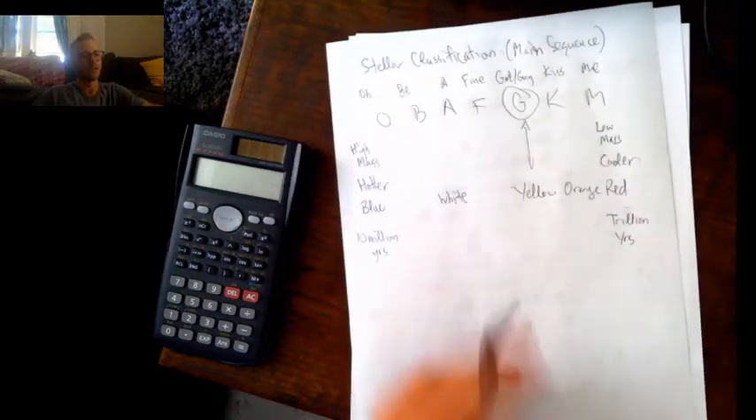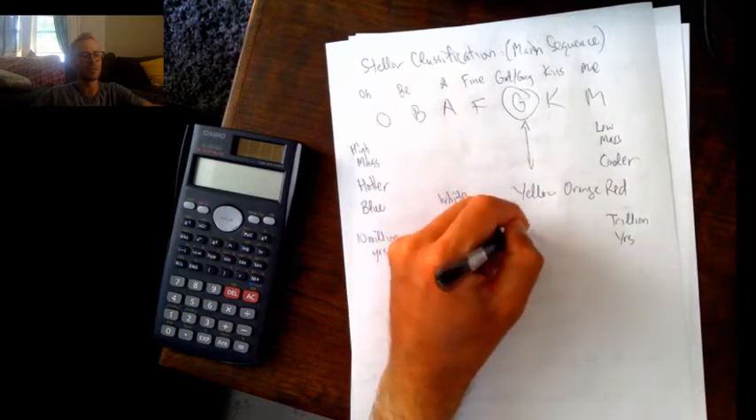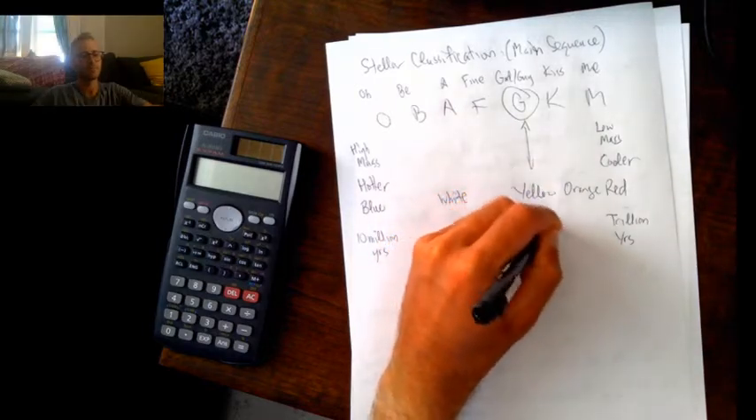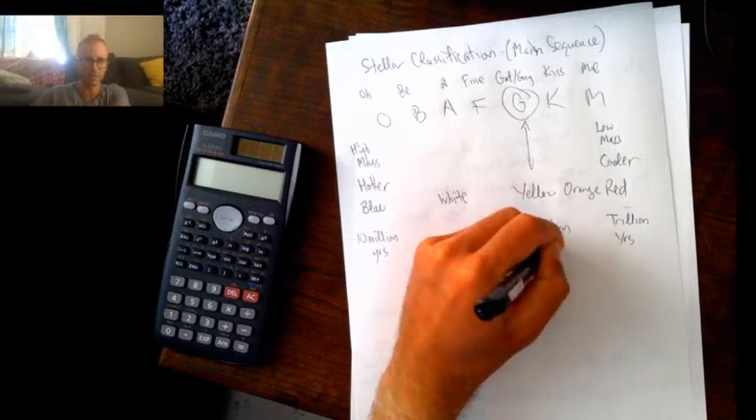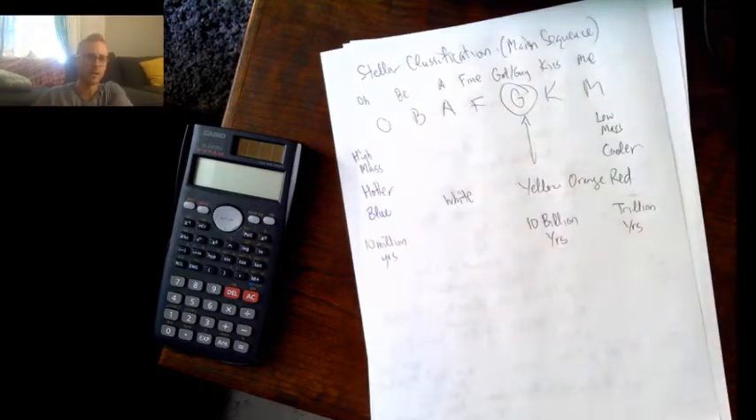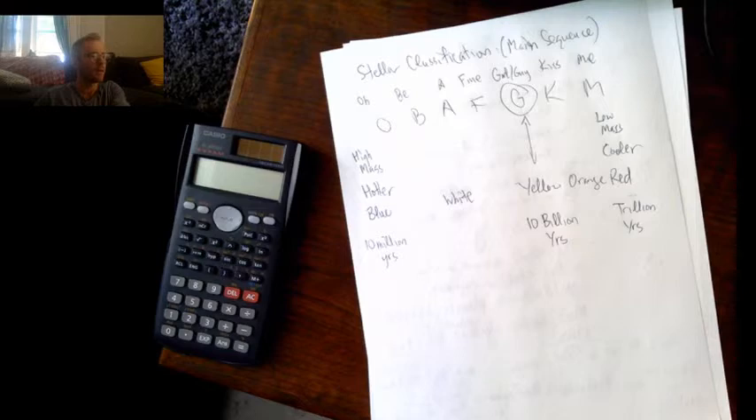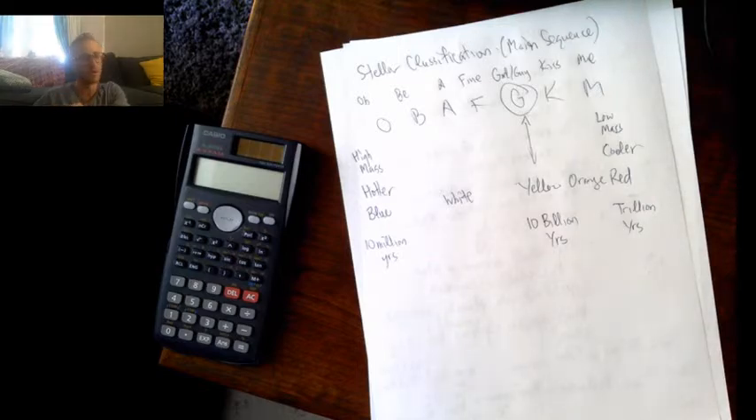So the sun is going to be about 10 billion years in its life cycle. So it's about halfway through its main sequence life. Because we believe the Earth is roughly 4 billion years old.